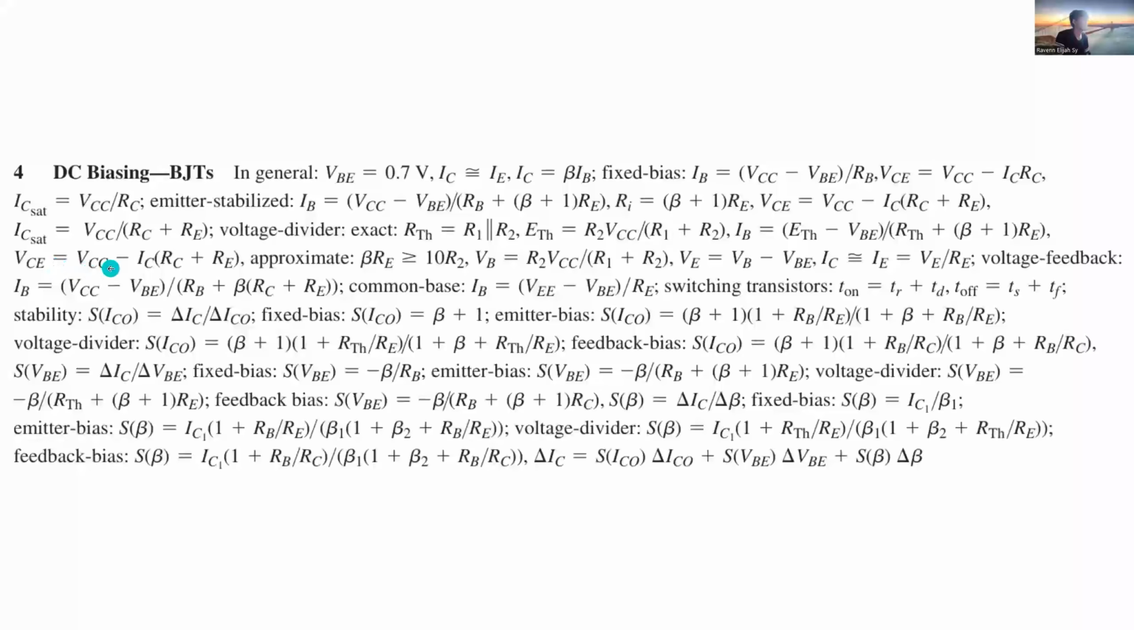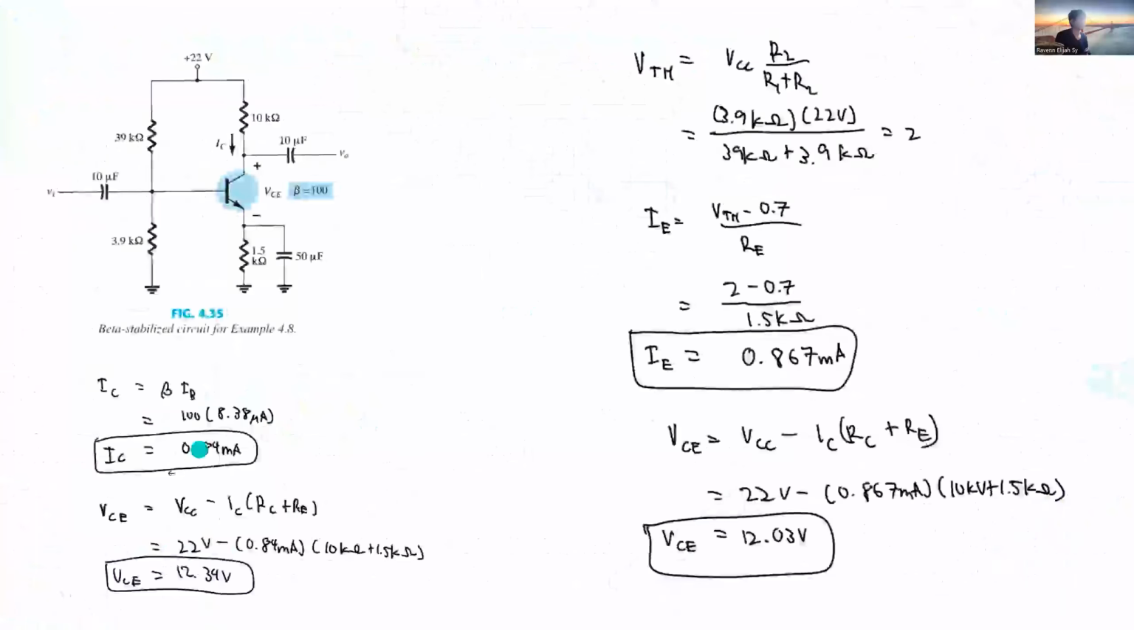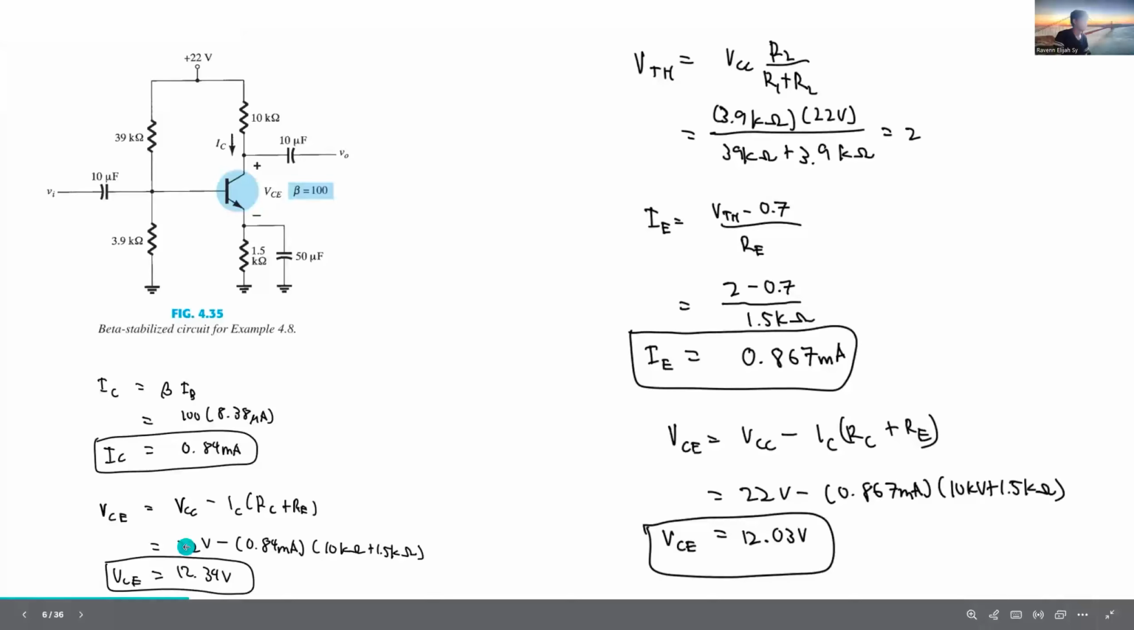VCE is VCC minus IC, open parenthesis, RC plus RE. So we just apply that formula, VCC minus IC, RC plus RE. We apply from the given, and then we will compute for the VCE. We have 12.34 volts. That's the exact solution for voltage divider.